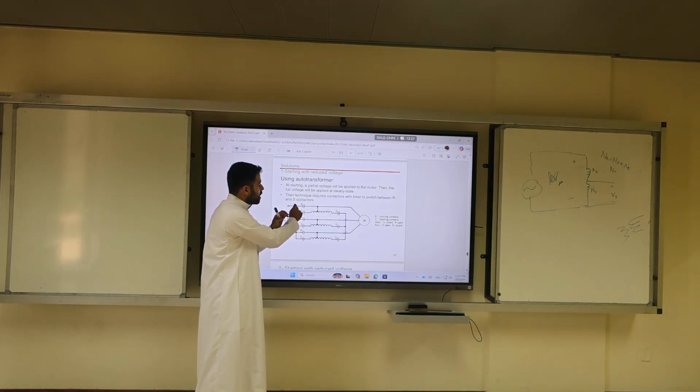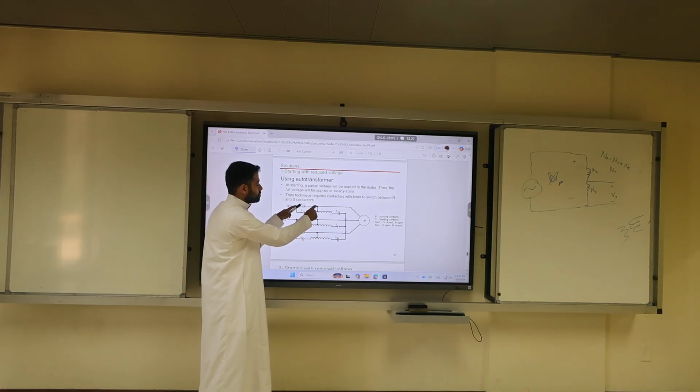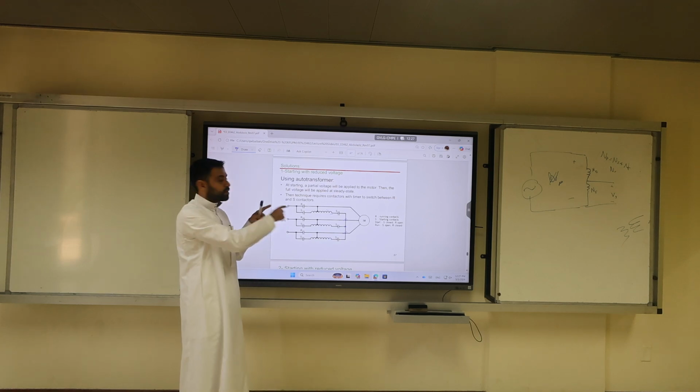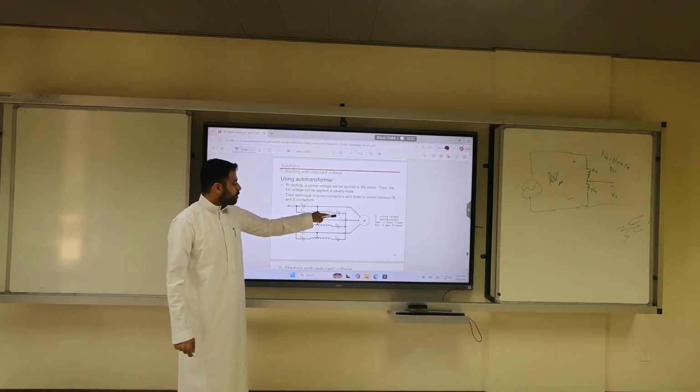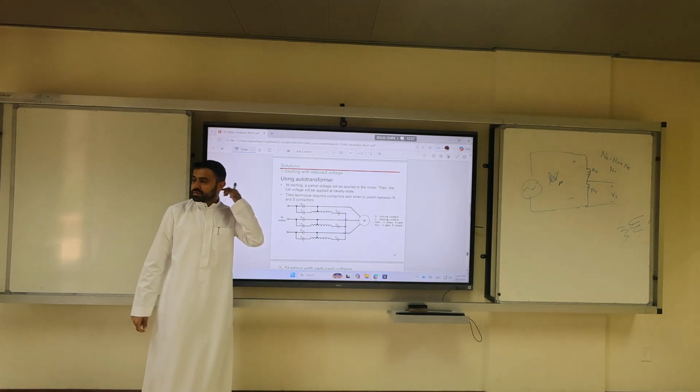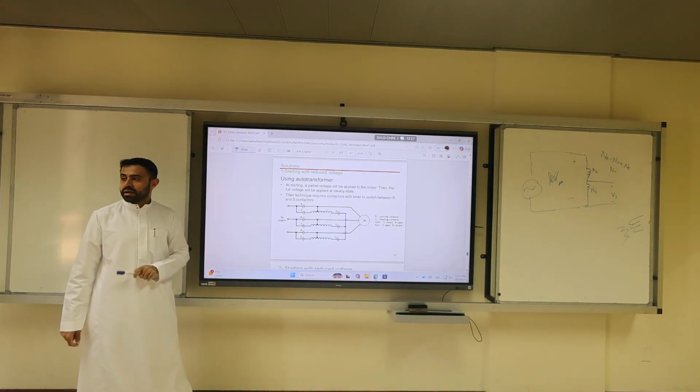At running, I close this. I open that. So what is my portion? Full supply. Because I short this coil. Okay, this is open. The auto transformer is disconnected. So I connect directly to supply. Clear? Can anybody explain it?